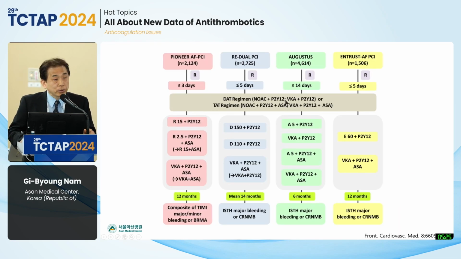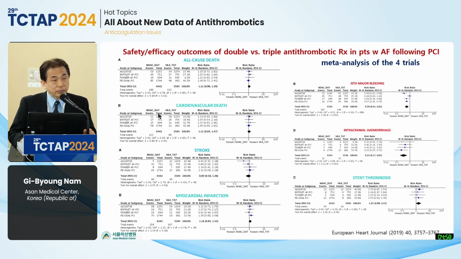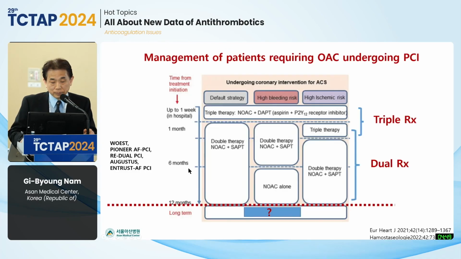In the following major trials using NOAC-based dual therapy compared to conventional warfarin-based triple therapy, all 4 trials unanimously demonstrated that dual therapy resulted in a significant reduction in bleeding complications, and there was no significant difference in the main hard outcomes of death, MI, and stroke. So current management guidelines for patients requiring oral anticoagulation and undergoing PCI call for a very short duration of triple therapy, followed by dual antithrombotic management. All of this guidance is supported by multiple randomized controlled trials.